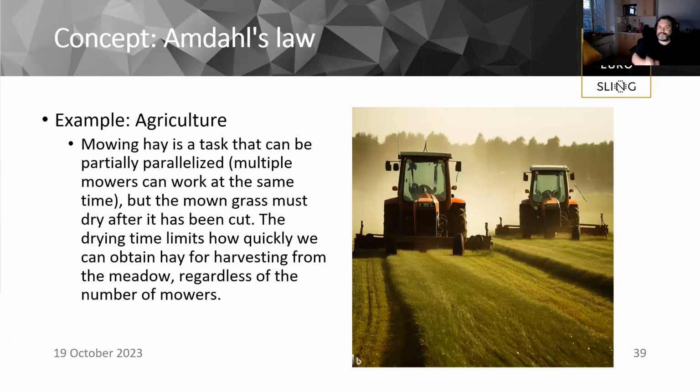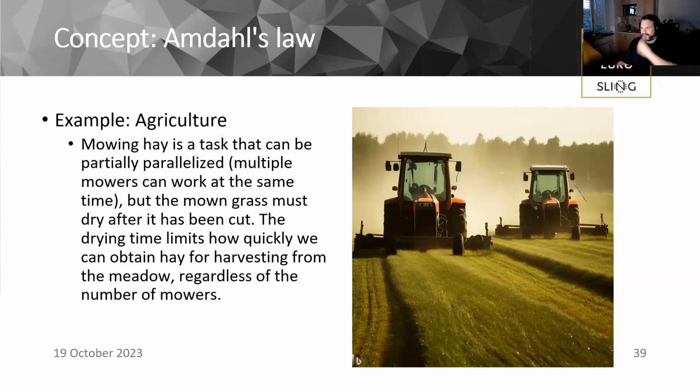Because you see, part of our process, part of our task of putting away the hay is actually sequential. The hay will dry for 1 day and no way around it. We cannot get it under 1 day, okay? And this is the core concept of Amdahl's law. There is the limit. How much parallelization can we do to even speed up the things?